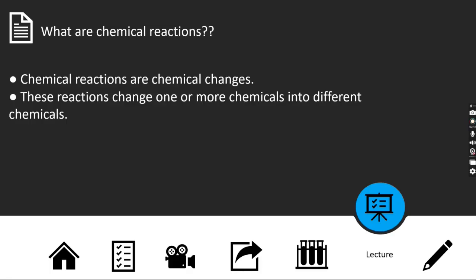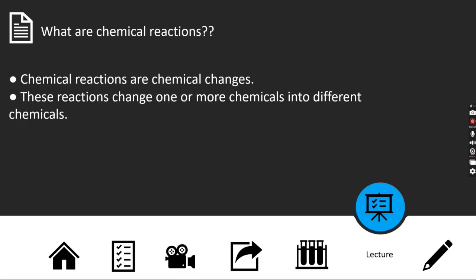Again, chemical reactions are chemical changes. Chemical changes meaning that you can't go back to what it used to be. Like dissolving sugar in water is not a chemical change because technically you can still separate the sugar and water. But when you burn wood, you're not taking that wood and putting it back. You're not taking the ashes and making them back into wood, right? So these reactions change one or more elements into different chemicals.